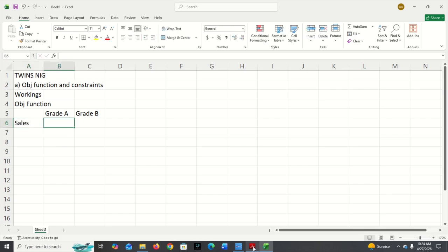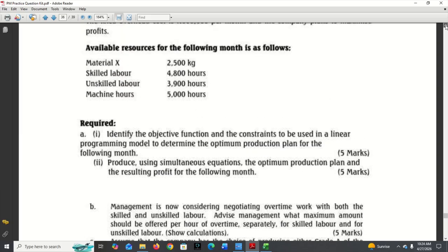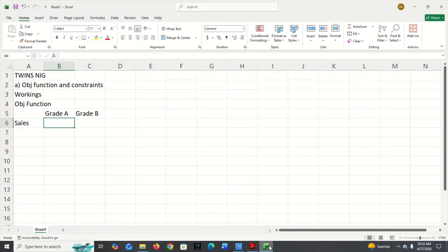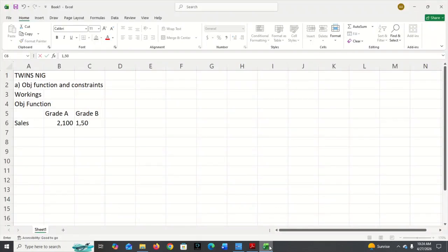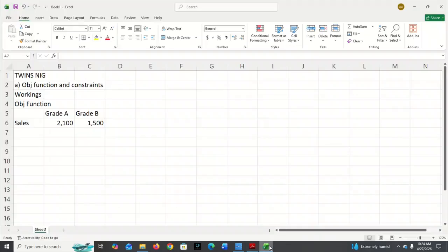How much is our selling price? Alright, selling price is 210, so let's have that. Next we have 150 for grade B, so we get that down. 210 and 150. Okay, next you have, less your different variable costs. So less variable costs.